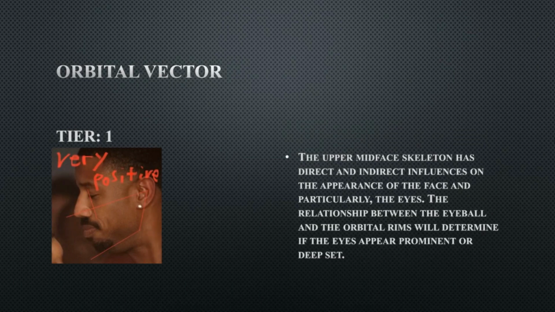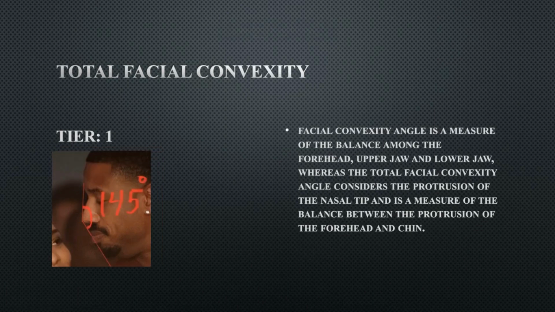Your orbital vector, so how positive or how negative your eyes are, depends on the orbital rim, so how much bone support you have underneath the actual eye itself. You want a lot of bone protrusion coming outside of the actual eye or the orbital rim, and you don't want your eyes to be too protruded. So the next measurement is the total facial convexity.